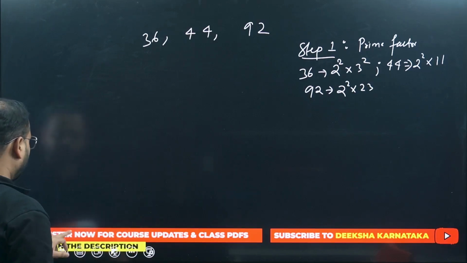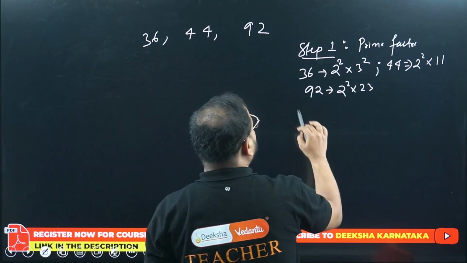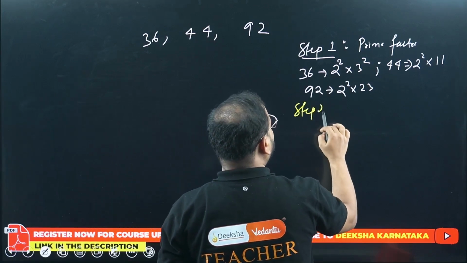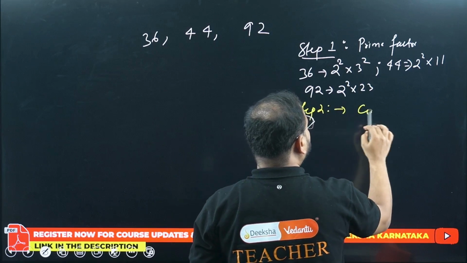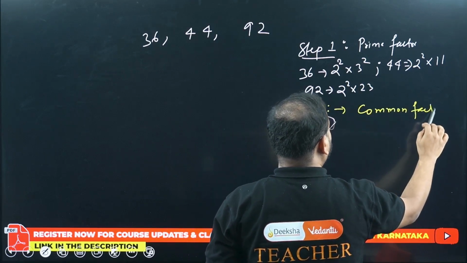Okay. Now moving on. Have a look. First step is done. Step 2 was what? Step 2 was look for common factors. What are the common factors?